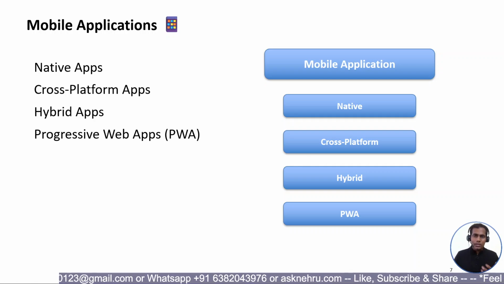Now let's understand mobile applications. These are the applications we use most frequently. Examples are WhatsApp, Instagram, Google Maps, PhonePe, Swiggy. But here is an interesting part. All these applications may look similar to users, but developers can build mobile applications using different approaches. There are four types: native apps, cross-platform apps, hybrid apps, and progressive web apps.